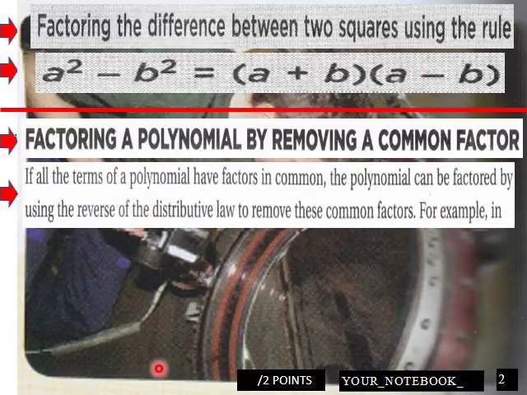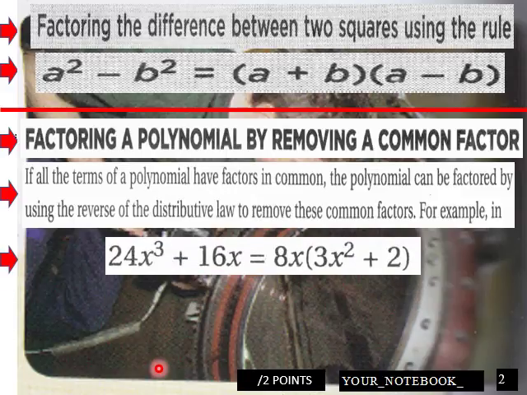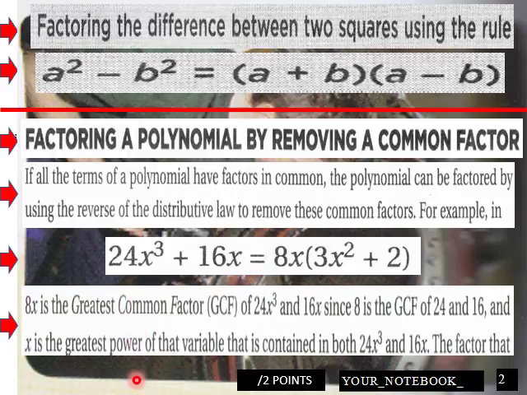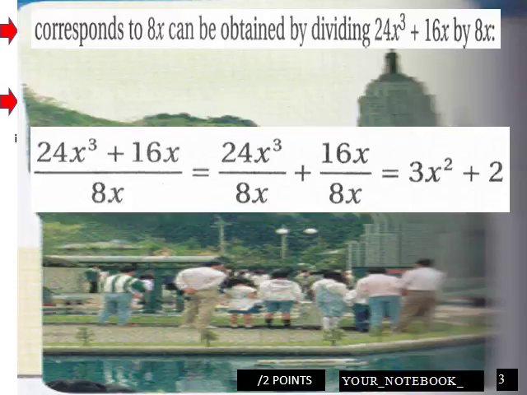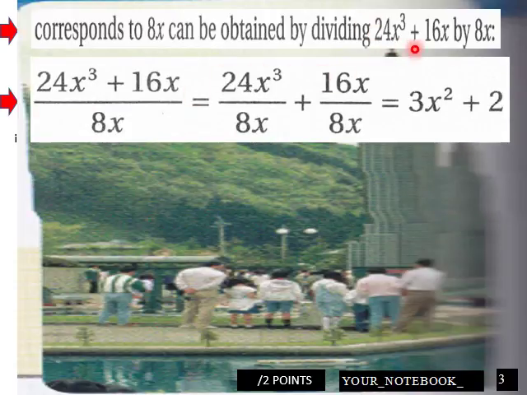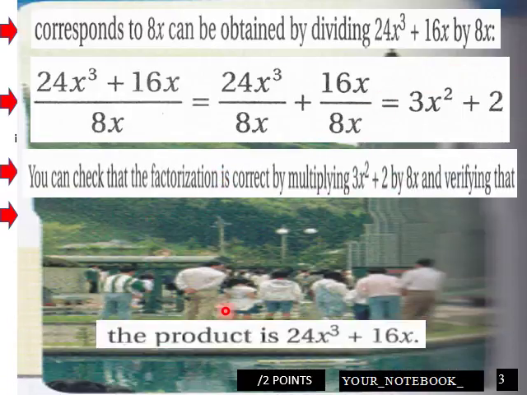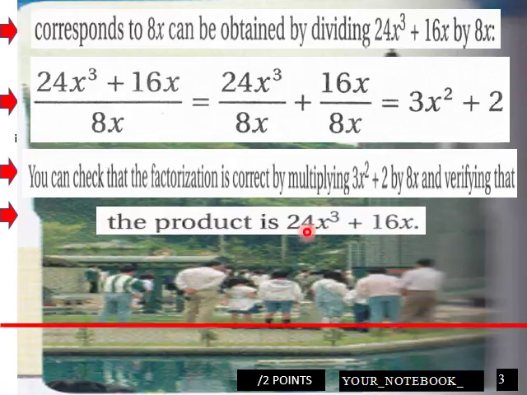Factoring a polynomial by removing a common factor. So we factor out an 8x here. 8x is the greatest common factor, the GCF, of this expression here. So it corresponds to 8x times something, by dividing 24x cubed plus 16x by 8x. And then here's our algebra, where we come to this final simplified expression. So we can check that.